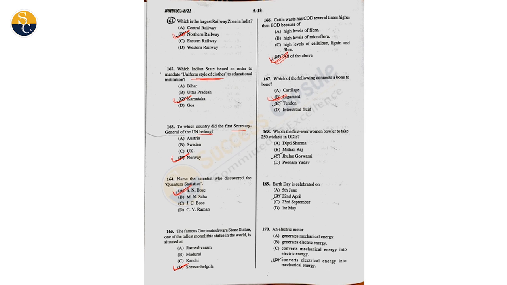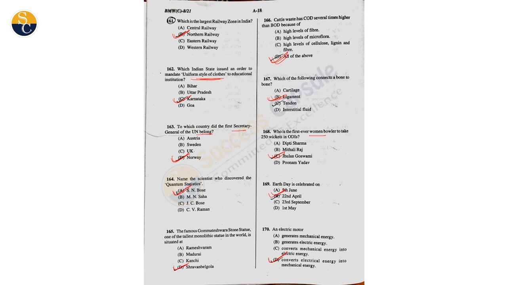Next, who is the first ever women bowler to take 250 wickets in ODIs? Answer is C, Jhulan Goswami. Next, Earth Day is celebrated on April 22, which marks the anniversary of the modern environmental movement which started in 1970. Next, an electric motor converts electric energy into rotational kinetic energy, which is a form of mechanical energy.